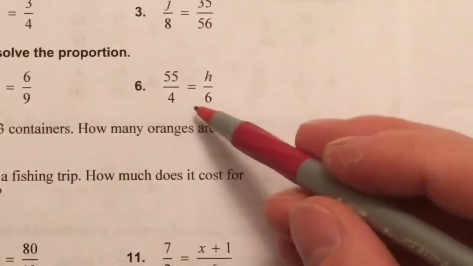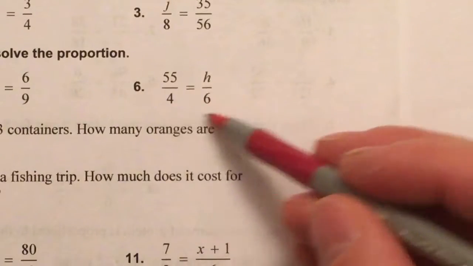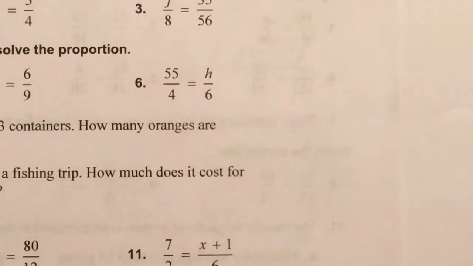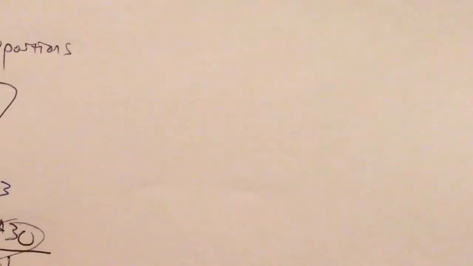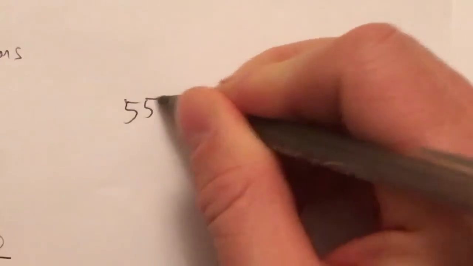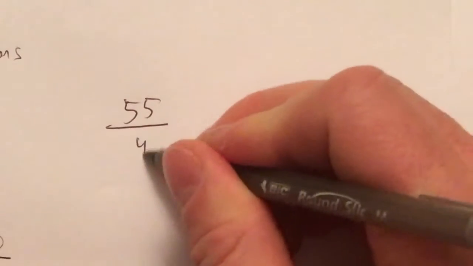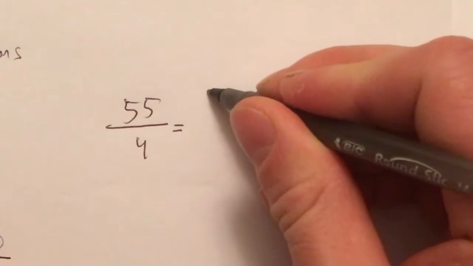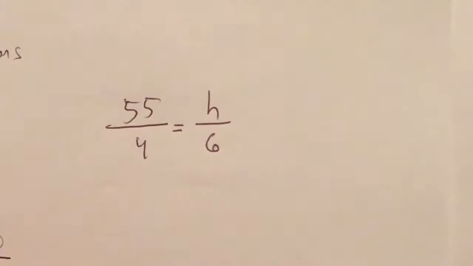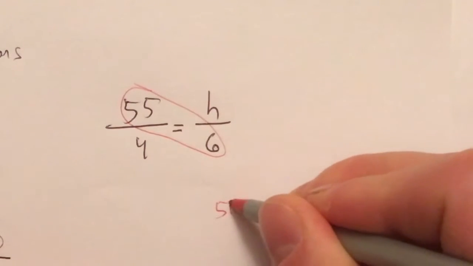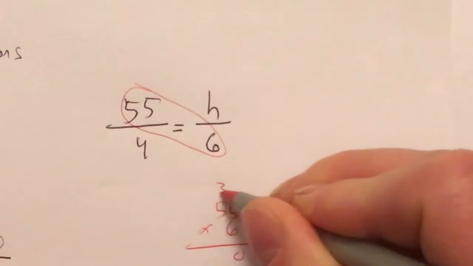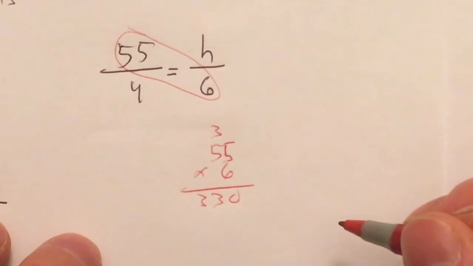Except, sometimes the numbers aren't quite so friendly, like 4 and 6. 4 times what is 6? This is problem 6. So let's do that one. That's 55 over 4 equals, what is it? h over 6. Okay. So I'm going to cross multiply the 55 and the 6. Should be 330, I think.